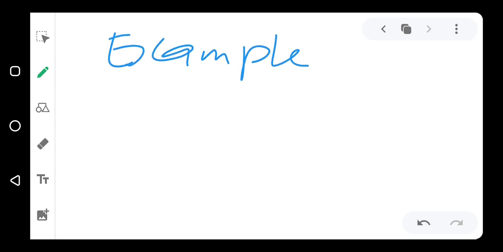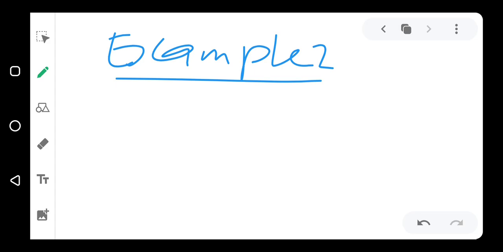Example 2. Now sometimes they may give us the hypotenuse and ask us to find the size of the other sides of the right-angled triangle.